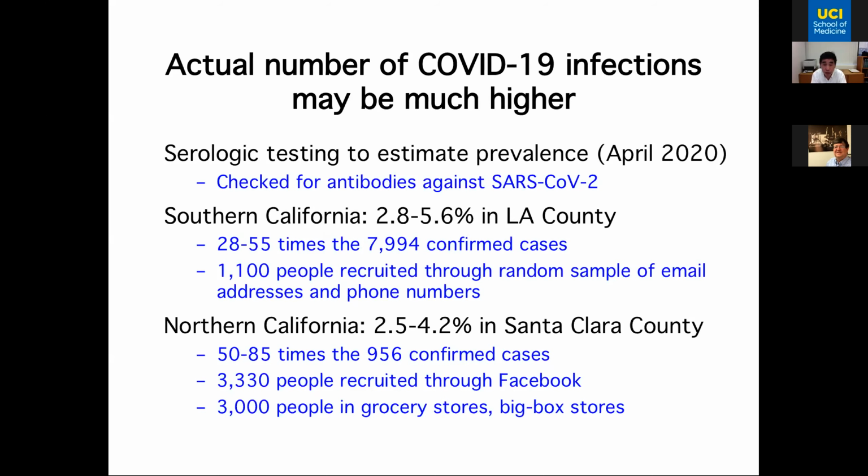In Northern California, it's been done in Santa Clara County, and they also found that the estimated prevalence rate was 2.5 to 4.2%, about 50 to 85 times the number of confirmed cases. So you can see that the estimated number of cases is many times what we know from testing.